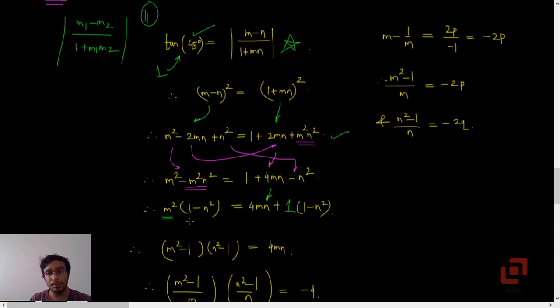Okay, so potentially you can take 1 minus n squared or n squared minus 1 common. Yes, so it will be this m squared into 1 minus n squared. Now bring this term to the left hand side, so it will be minus 1 into 1 minus n squared, right? And now you can take m squared minus 1 in one bracket, 1 minus n squared in the second bracket.